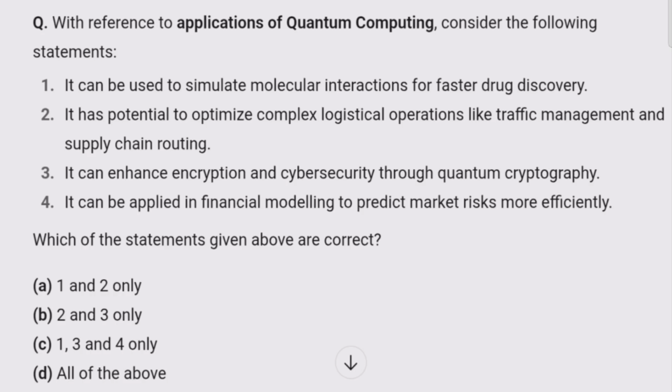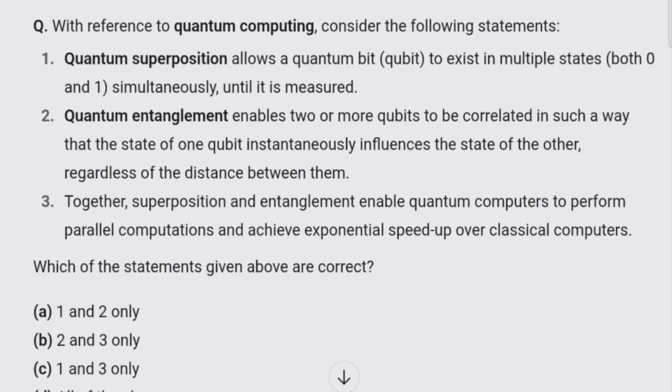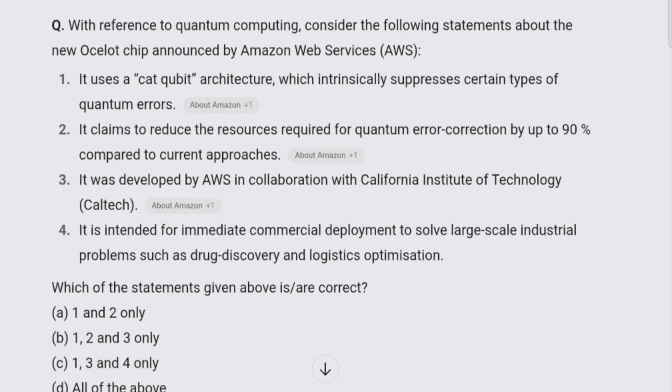So this is the second question. I hope you can just pause it and watch it. And this is the third question. This is a question that I think you should solve properly, because it is on the laws that quantum computing works on. And then this is the fourth question.